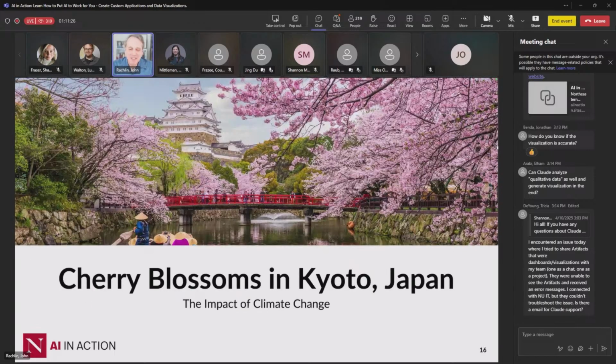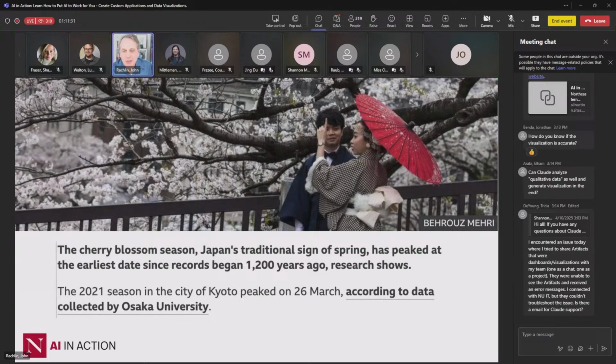Let's start with the cherry blossoms of Kyoto. Fascinating data set. Several years ago, there was a story that came out of a newspaper in Japan mentioning that this data had been collected by Osaka University. And interestingly, the cherry blossoms in Kyoto had peaked earlier in the year than ever before. It was a record going back 1,200 years. And when I saw this article, I was stunned, very much for the fact that, well, you know, who has 1,200 years of data going back? Well, ancient civilizations do, of course.